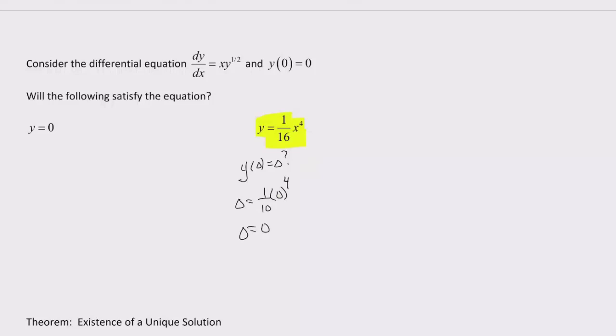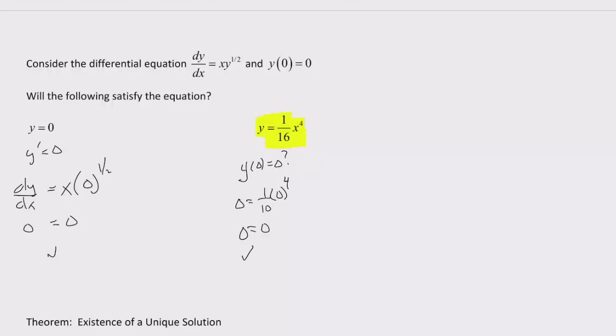But what about the equation y equals 0? Could that also work for us? Let's see. We need y prime, which is 0, right? And so on the dy dx side, that's 0. And then x times 0 to the 1/2 power is also equal to 0. So that checks and that checks. So both of those work. That kind of creates a problem because we have two different cases here, both going through the same initial point.